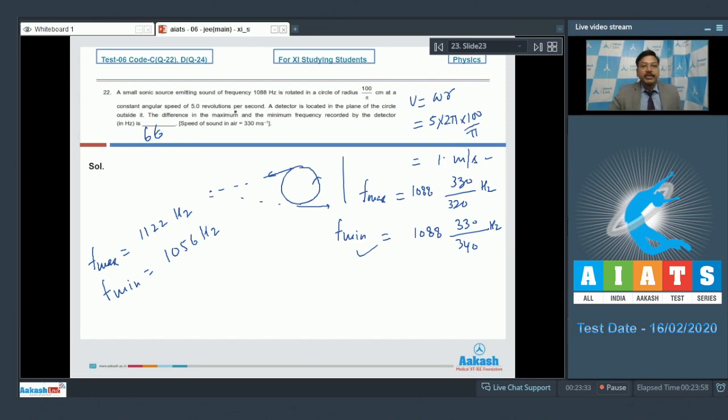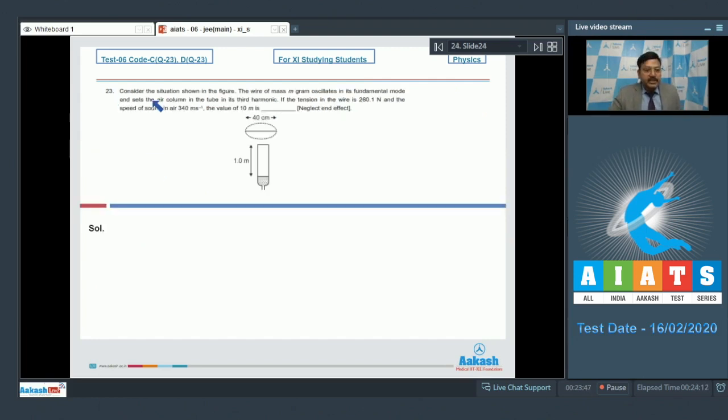Let's go to the next question now. Question 23 says, consider the situation shown in the figure. The wire of mass m gram oscillates in its fundamental mode and sets the air column in the tube in its third harmonic. If the tension in the wire is 260.1 Newton and the speed of sound in air is 340 meter per second, the value of 10 m is.